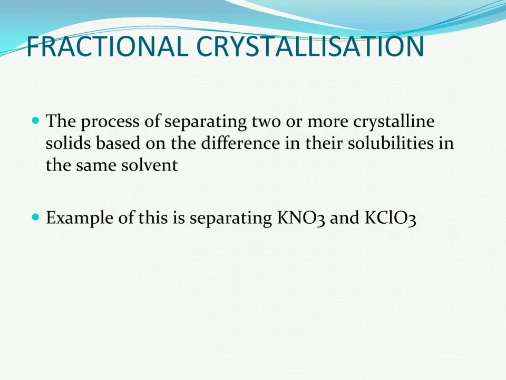If a mixture of two or more substances in solution is allowed to crystallize, for example by allowing the temperature of the solution to decrease or increase, the precipitate will contain more of the least soluble substance. An example of this is separating potassium nitrate and potassium chlorate.